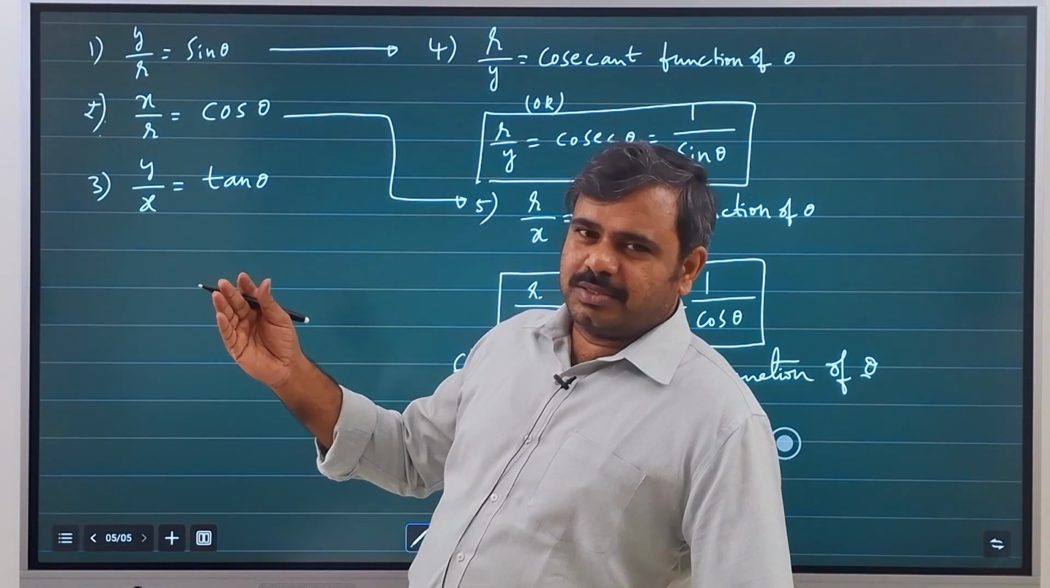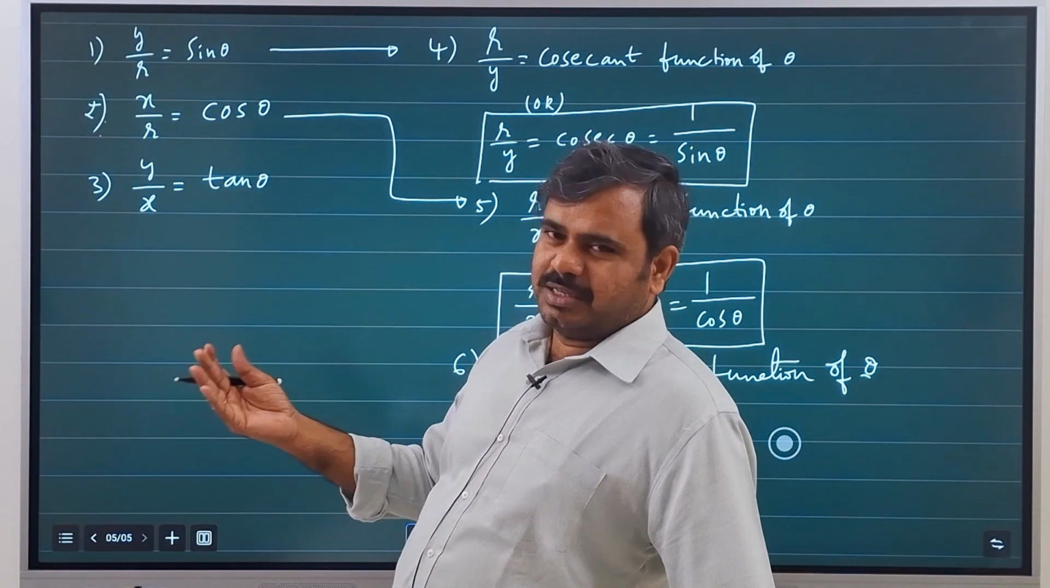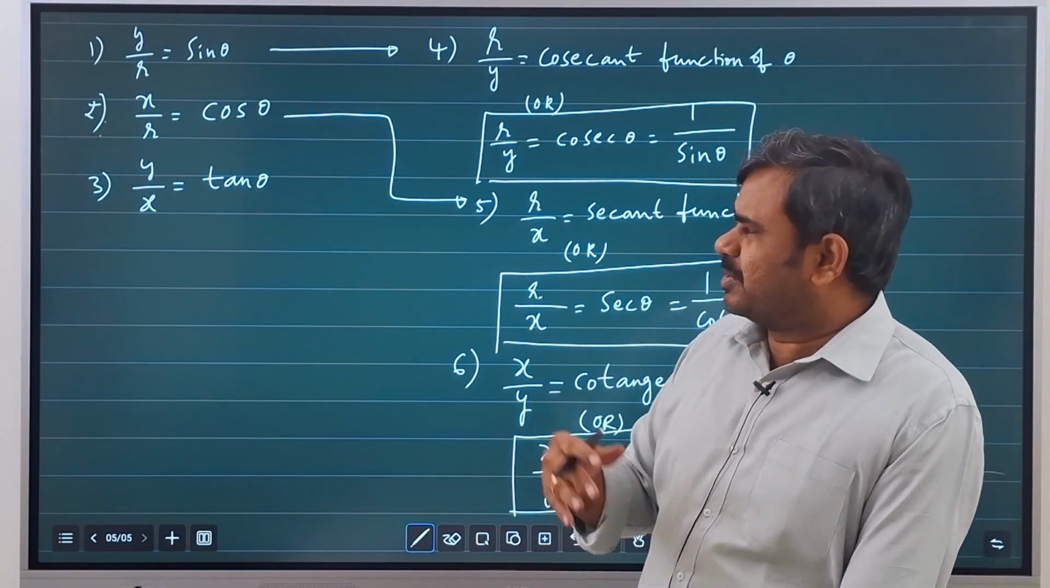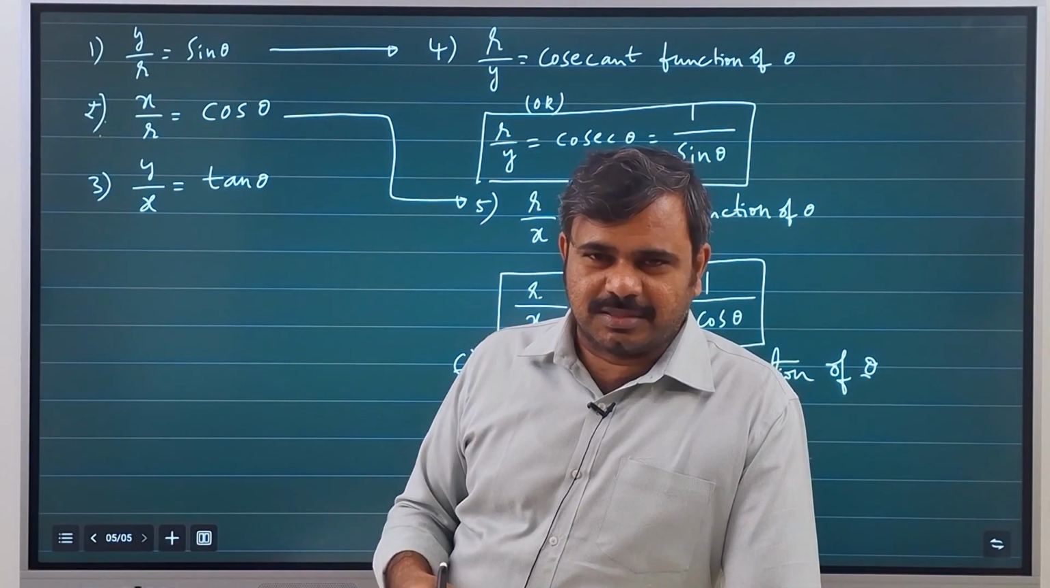As theta increases, what happens to sine theta? Sine theta also increases or decreases? As theta increases, what happens to cos theta? Cos theta increases or decreases?